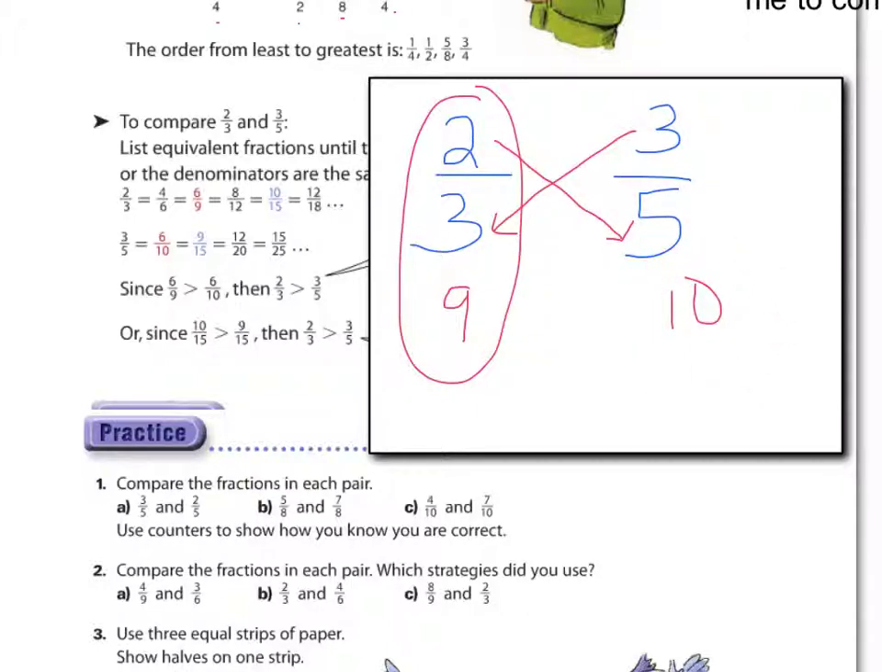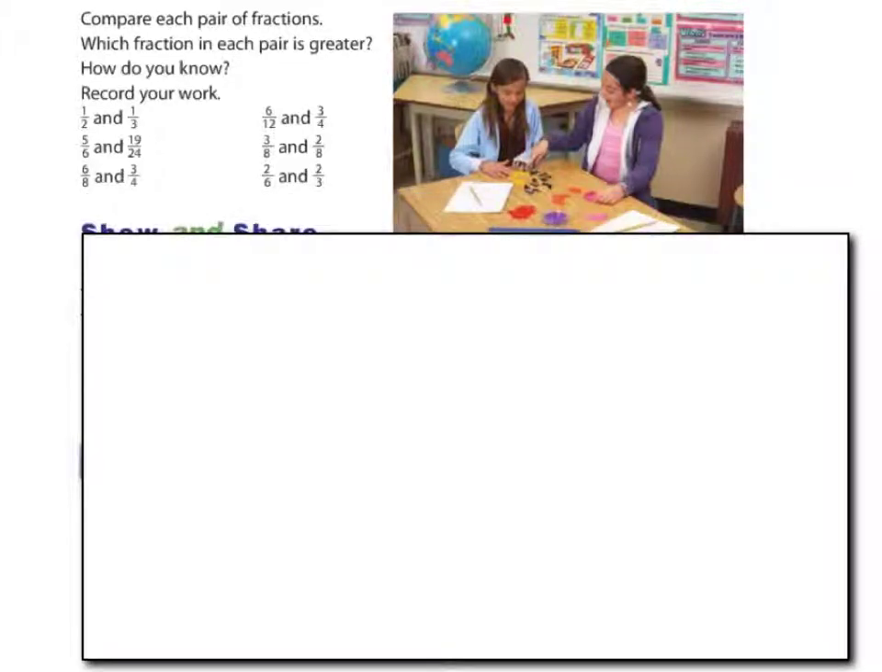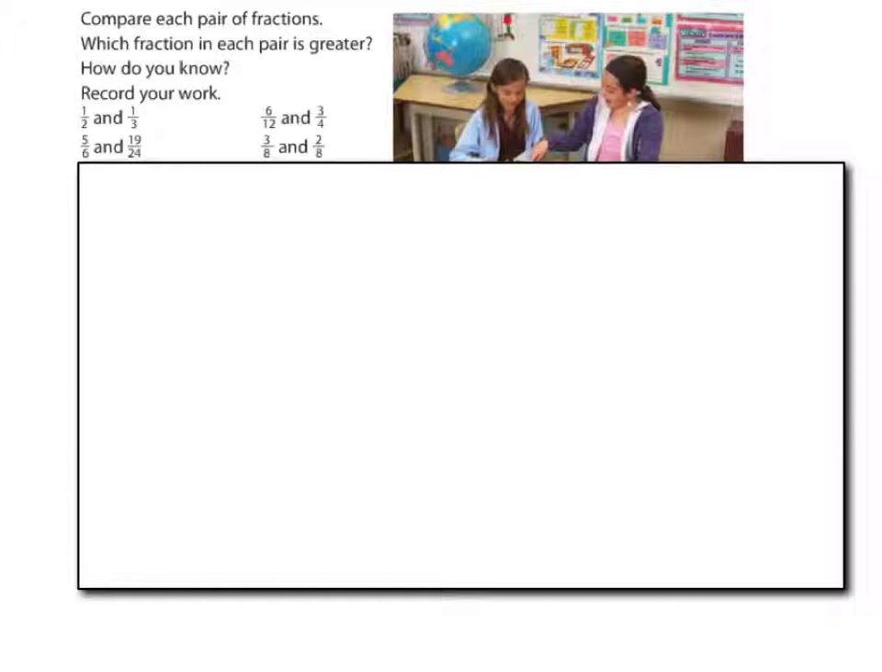All right, so we're going to do some practice now with each strategy, so we've had some experience with each strategy. Okay, we're going to go back to our Explore section and try some comparing of two fractions using a number of strategies. So let's start with 1/2 and 1/3. Oops, sorry. 1/2 and 1/3. And let's use our number strips strategy.